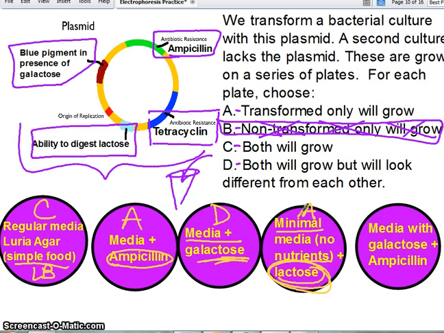And finally, over here at the end, media with galactose and ampicillin. Well, ampicillin will kill any of the ones who did not pick up the plasmid. So this is going to also be A. The only thing is, this one is going to look different from the other two that were also A. In other words, this was A, and this was A. However, this one will be blue because of the presence of the galactose.